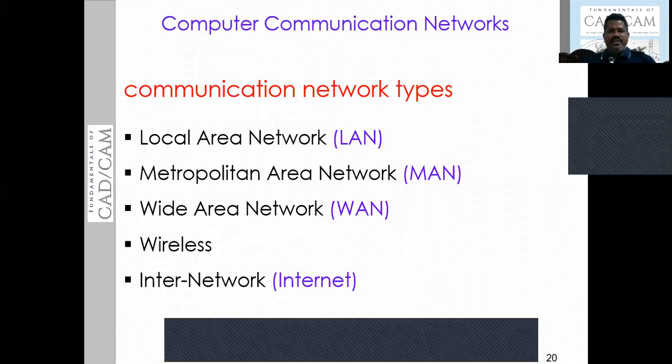These communication networks are of different types. One is the local area network, in brief you can call it a LAN. Then the metropolitan area network, that is MAN. Then the wide area network, in short form you can call it WAN. Then the wireless network. Then you have the internetwork.